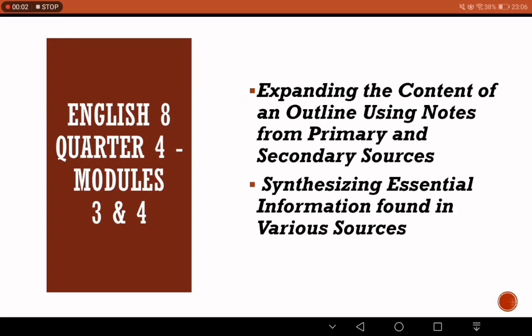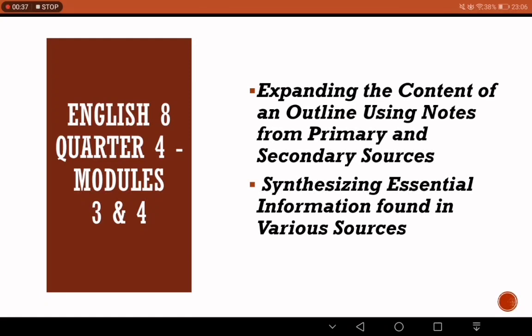Hi guys! So once again, this is Sir Janelle, and we are now about to discuss English 8 Quarter 4, Modules 3 and 4. What are our topics for Modules 3 and 4? First, expanding the content of an outline using notes from primary and secondary sources. So first we will learn how to expand the content of our outline. And we will also discuss what primary and secondary sources are. This topic is very important.